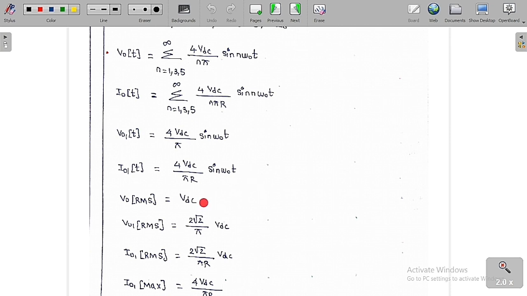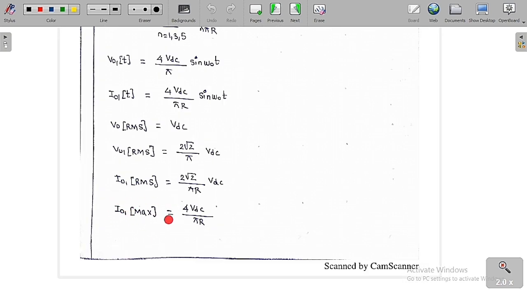Then I want to find the RMS value of the overall voltage, which is equal to the peak value, VDC, whereas the RMS value of the fundamental component of the output voltage is the peak value by root 2, so we get 2 root 2 by pi VDC. Similarly, the RMS value of the fundamental component of the output current is the peak value by root 2, so we get 2 root 2 by pi R into VDC. The maximum value of the fundamental component of the output current is 4 VDC by pi R.